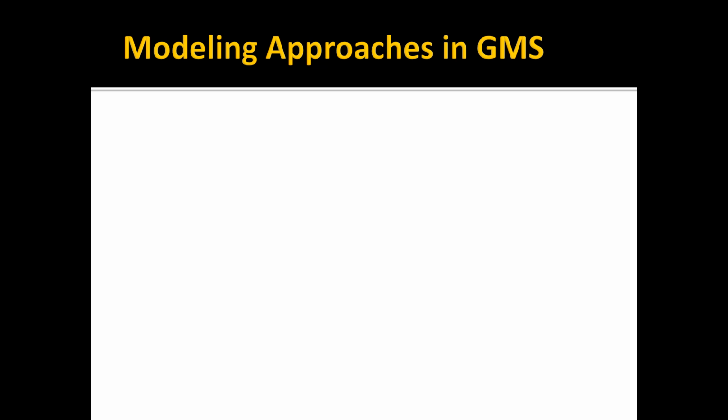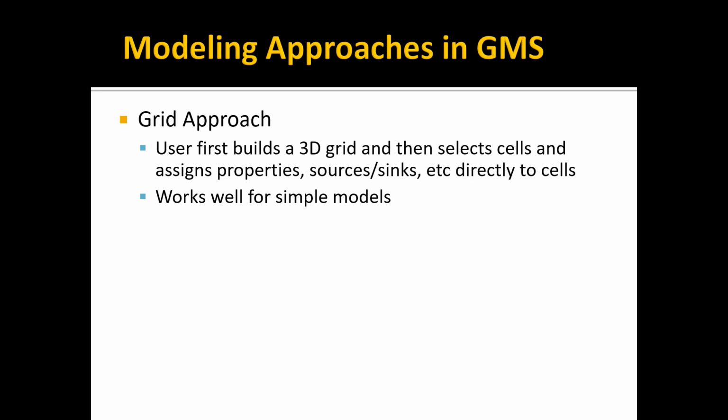Basically, in GMS there are two different modeling approaches. The one that we've been using thus far is called the grid approach. What we do is we first build a three-dimensional grid, and then we select the cells of the grid and assign properties such as hydraulic conductivity, top and bottom elevation directly to the cells, or we select a cell and assign sources and sinks to it, such as drains or wells or general head conditions. And this works great for simple models.